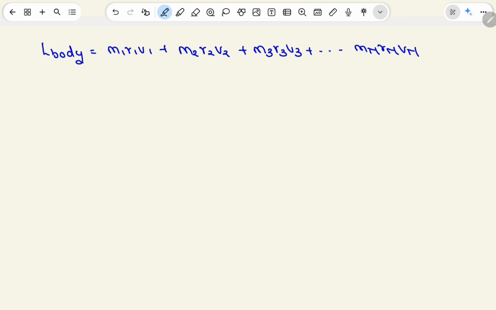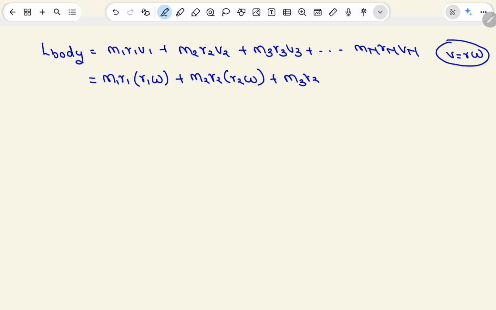So this is the last equation that we had, that is the angular momentum of the body is m1r1v1 plus m2r2v2, so on up to mnrnvn. Now we know that v is equal to r omega. So in place of all the v's, we can substitute r omega. So I can write down m1 r1, and in place of v1, I can write down r1 omega. In place of v2, I can write down r2 omega. In place of v3, I can write down r3 omega, and so on up to, in the place of vn, I can write down rn into omega.